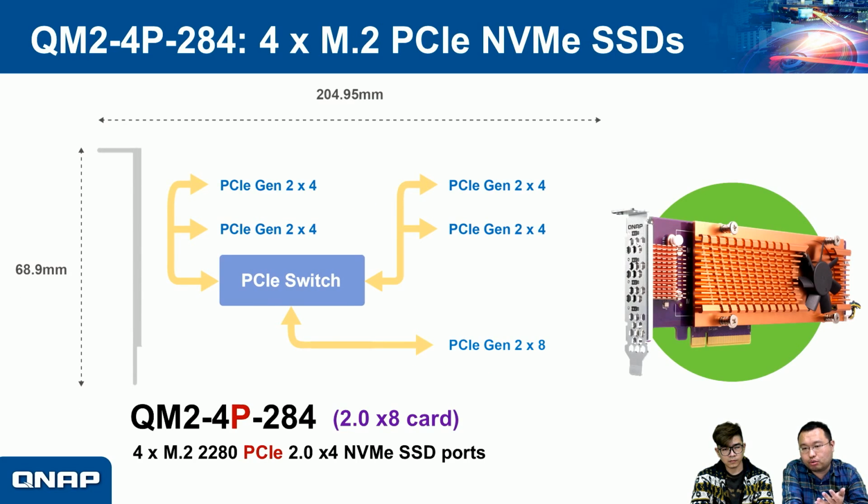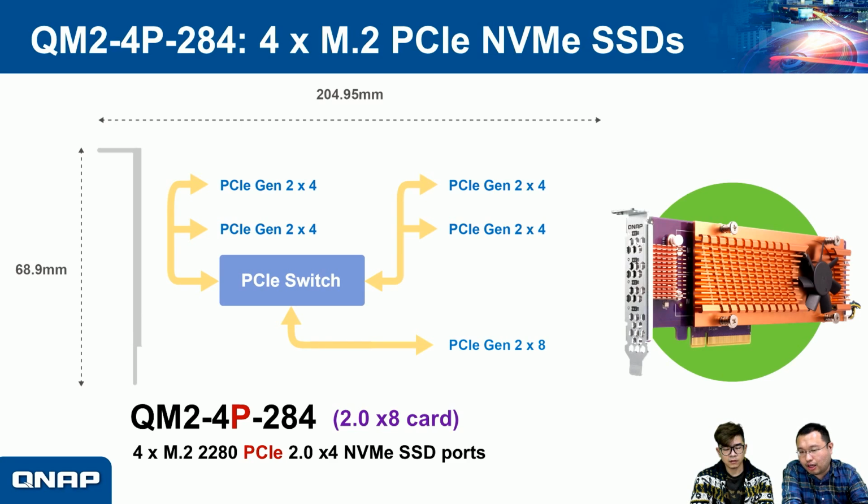There's the 4P-284, the 2.8. The 2.8 means the card interface is Gen 2x8. That's why we name it 2x8. How about the 4? The 4 means the actual bandwidth on each individual M.2 SSD slot. Through the PCI switch, there are 4 different M.2 PCIe slots, and each one is Gen 2x4. That's why you see the 4 after the 28.